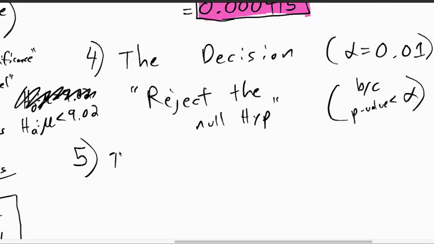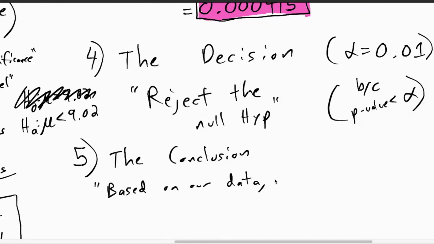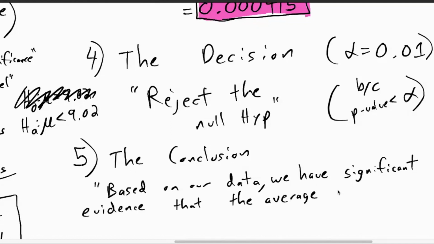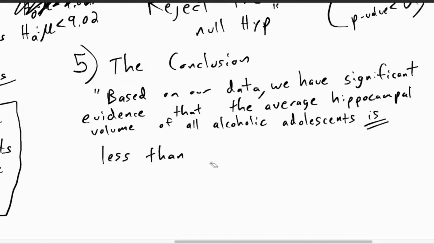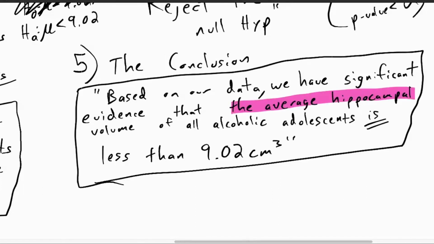So our conclusion, based on our data: we have significant evidence, not just a little bit of evidence, but significant evidence that what? Now we have to talk about a parameter: the average hippocampal volume of all alcoholic adolescents is less than that of normal adolescents, if you want, or you can say less than 9.02 centimeters cubed. But it would be totally fine to say less than that of normal adolescents. That's a hypothesis test for a mean.